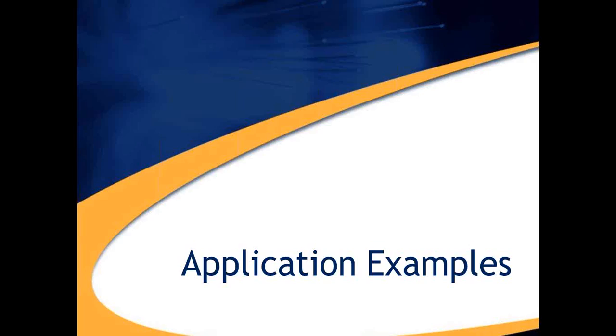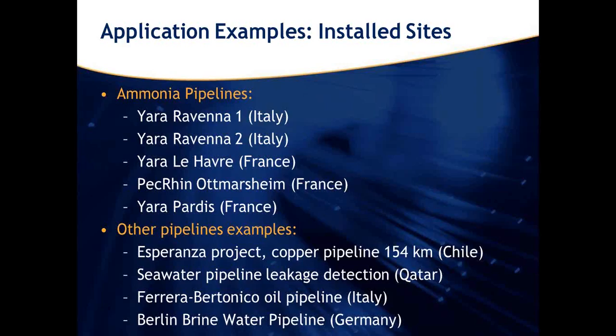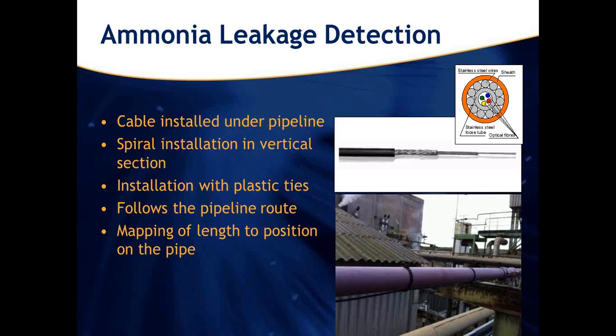Here's a couple of application examples of this technology. We have installed a system of this type in different ammonia pipes, in particular within ammonia plants for Yara in Italy and France, and for Pecrin and Borealis in France. And other types of pipelines include copper concentrate pipeline in Chile, seawater pipeline in Qatar, oil pipeline in Italy, and brine pipeline in Germany.